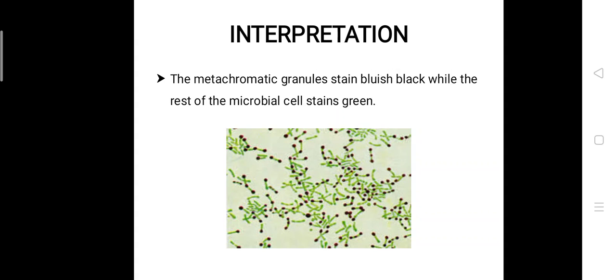So these granules are stained bluish black. This is because of the Albert staining solution B. And the main use of this Albert stain is to help to distinguish the Corynebacterium diphtheria from most of the short non-pathogenic diphtheroids which lack the granules. So this is all about the Albert staining.